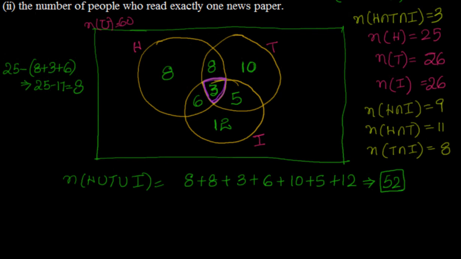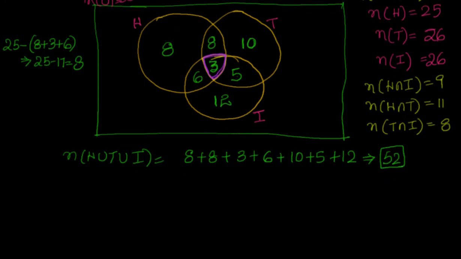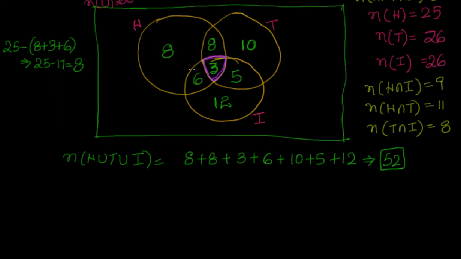Now let's come to the next one. The number of people who read exactly one newspaper. That means I want, for example, only people who read H. How many are the people who read only H? You can look at the diagram and you can say, these are the only guys who are only with H. You can see that part is only H. That means it is nothing but 8. Similarly, you can see only T. Only T is this one.